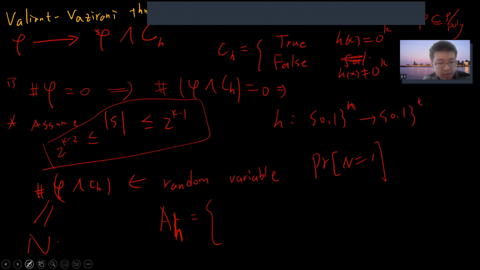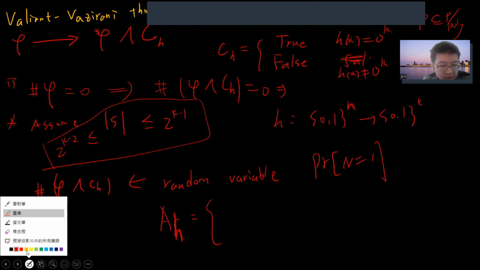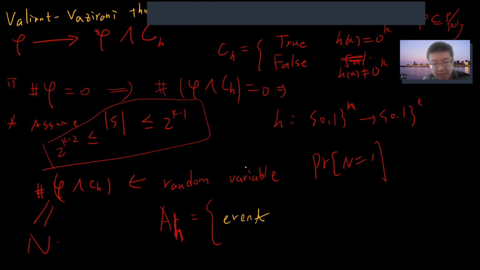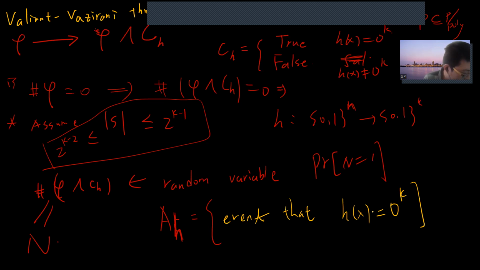What kind of event? Let's say A_h is the event that h(x) is 0^k. So A_h is an event that h(x) equals 0^k.